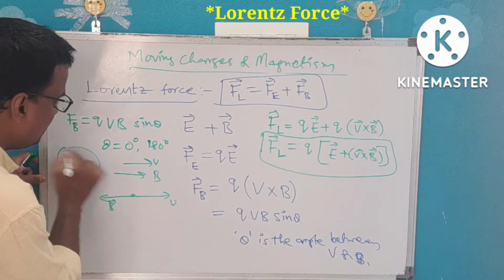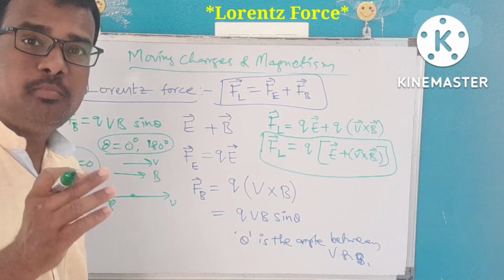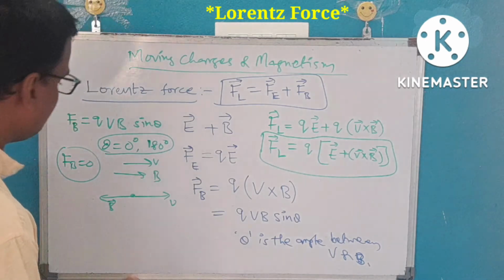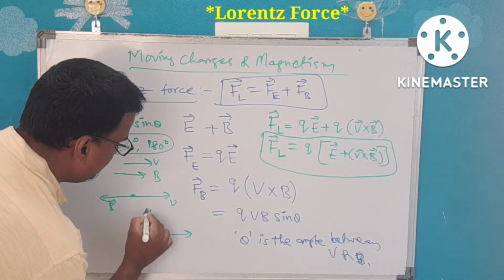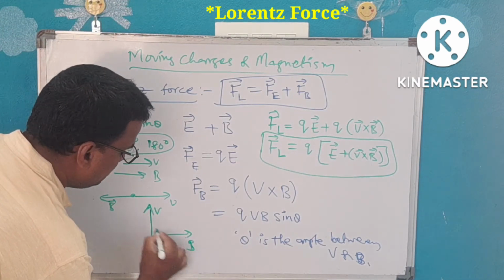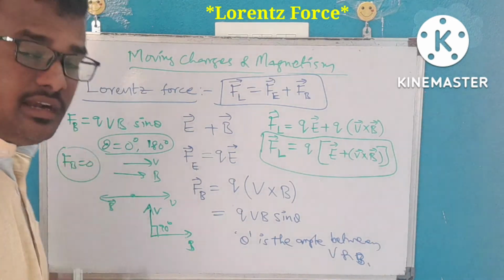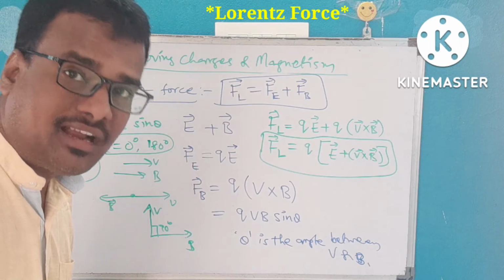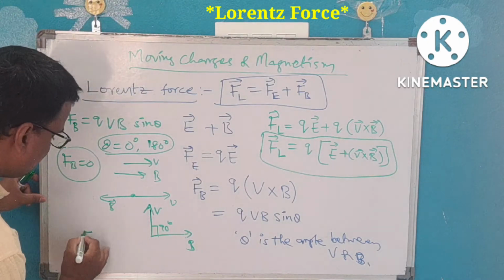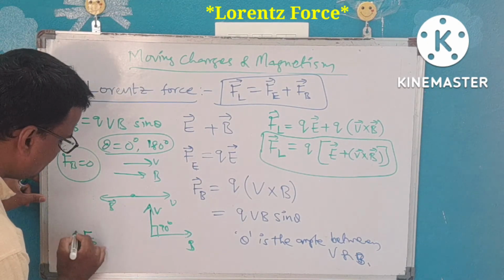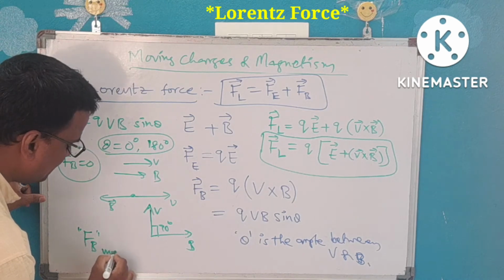When V and B are perpendicular to each other, we get the maximum magnetic force. So F_B is maximum.